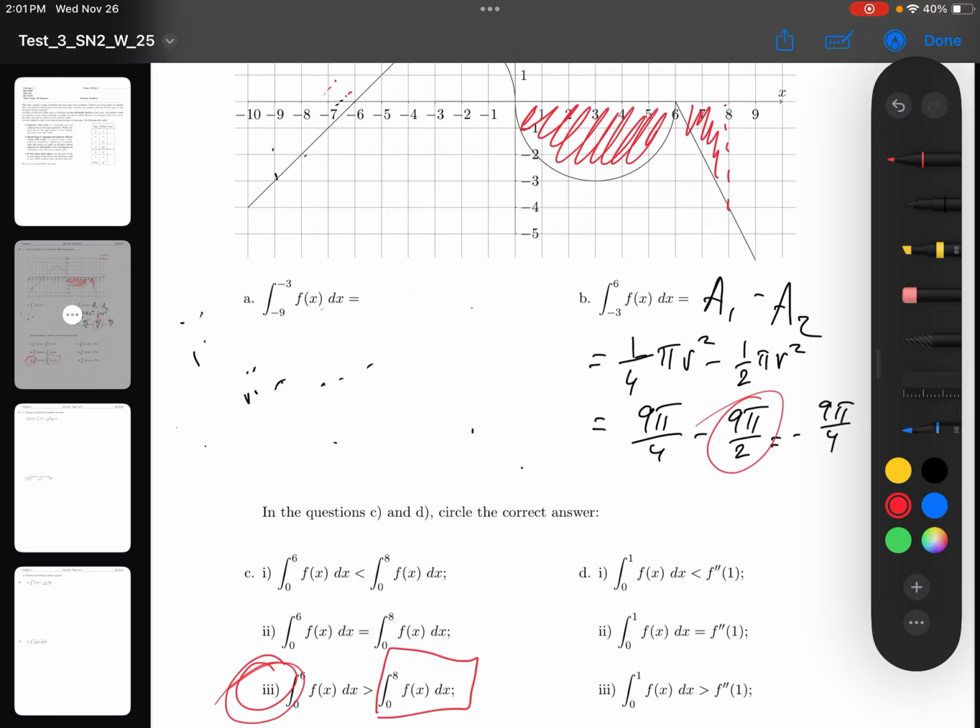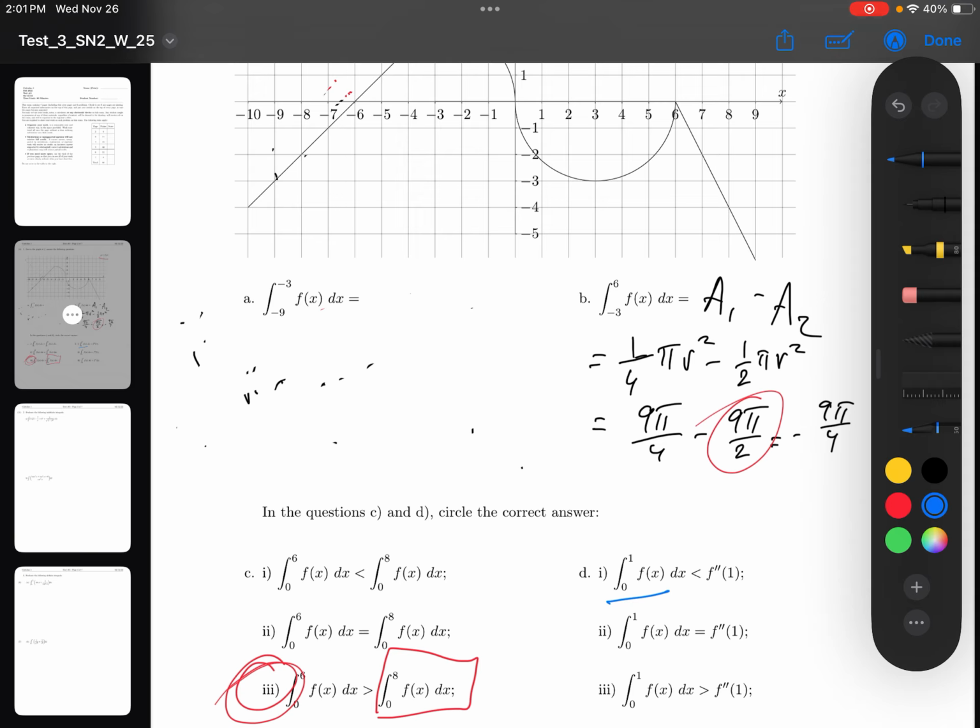So this is the correct answer. And in the last part, what do we have to compare? A definite integral to the second derivative. This is a slightly awkward question, but it just checks whether you understand what's going on.